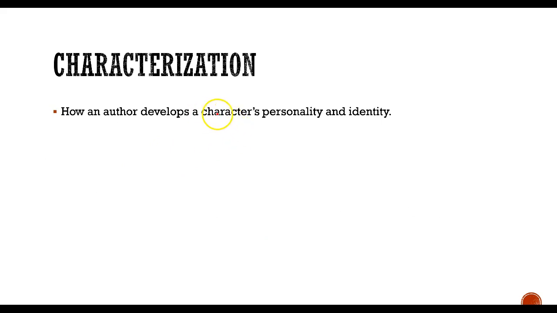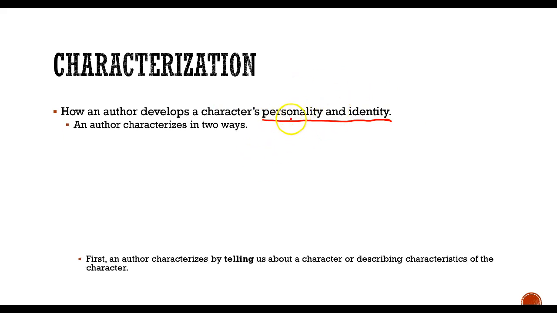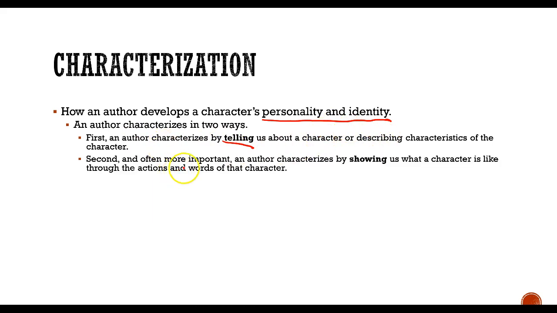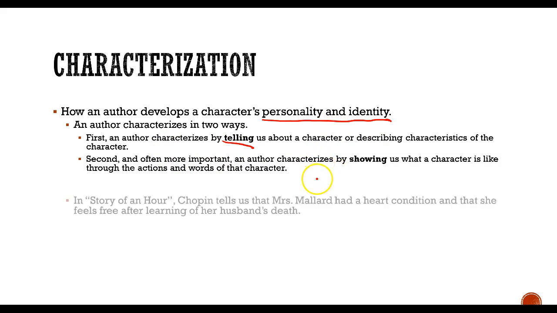Characterization is how the author develops the character's personality and identity so we can understand what that character is like. An author can characterize in two ways. First, the author can tell us about a character or describe characteristics of that person. Second, an author can show us what a character is like through the character's action or words.